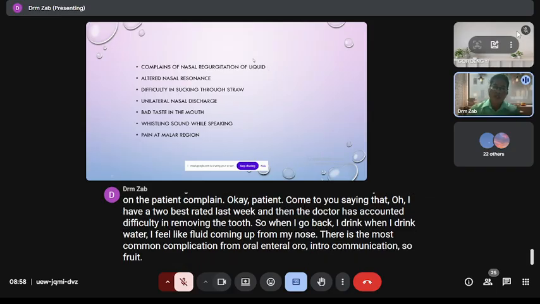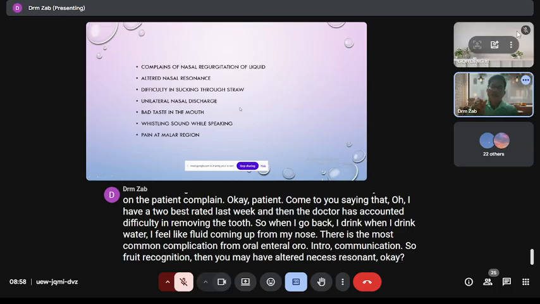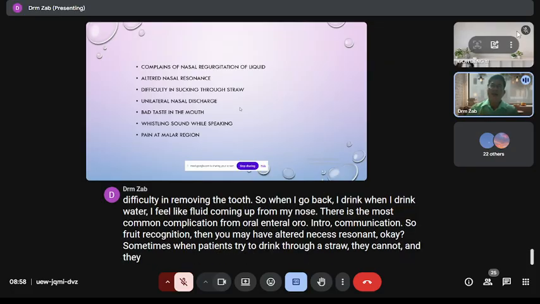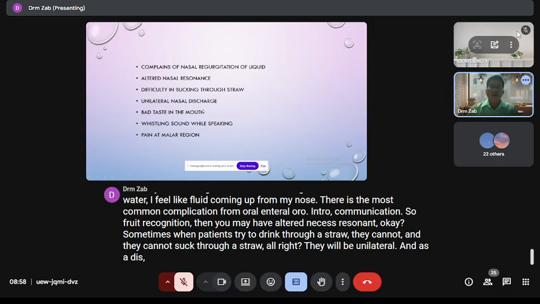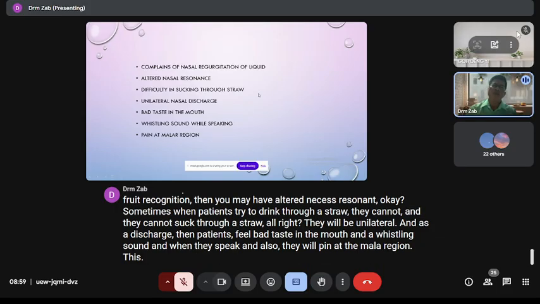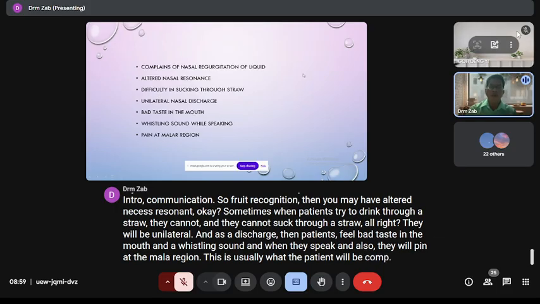So fluid regurgitation, then you may have altered nasal resonance. Okay. Sometimes when patients try to drink through a straw, they cannot. They cannot suck through a straw. All right. There will be unilateral nasal discharge. Then the patient feels a bad taste in the mouth and a whistling sound when they speak, and also they will have pain at the malar region. This is usually what the patient will be complaining to you.